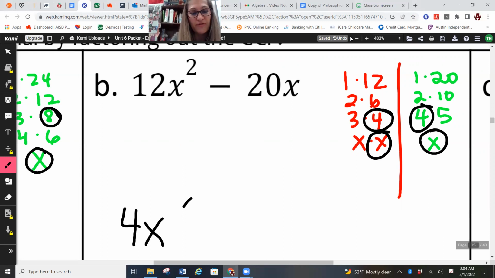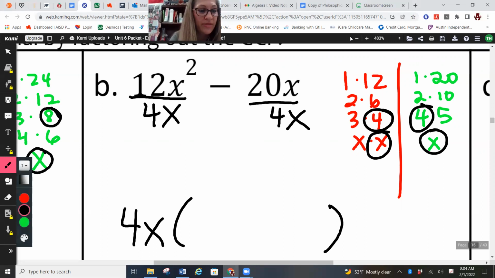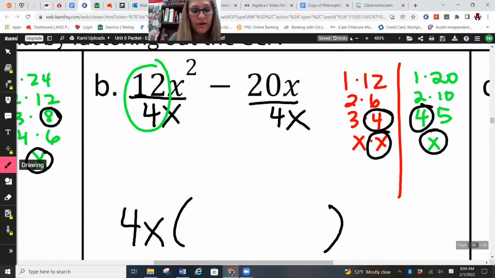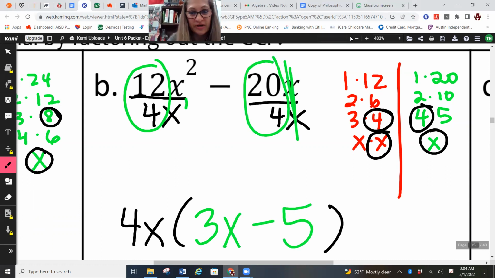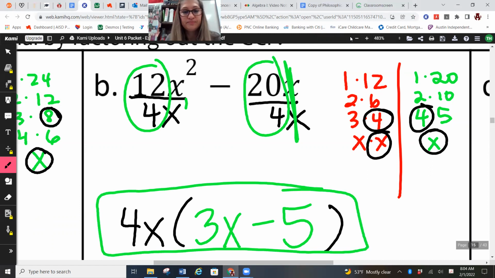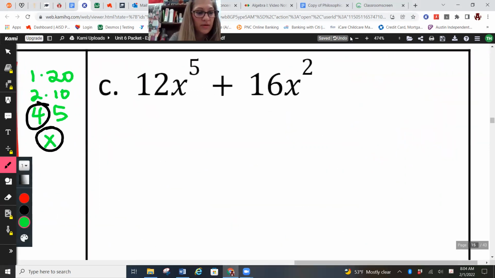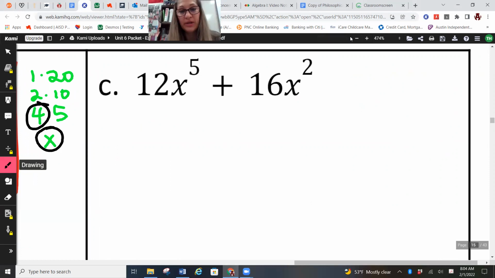So I write the greatest common factor, I get my parentheses set up, and then I divide by 4x, and then I do my math. 12 divided by 4 is 3, 2 minus 1 is 1, 20 divided by 4 is 5, x divided by x crosses out. Final answer. And our final question is 12x to the 5th plus 16x squared. What's the GCF? Factor this problem.